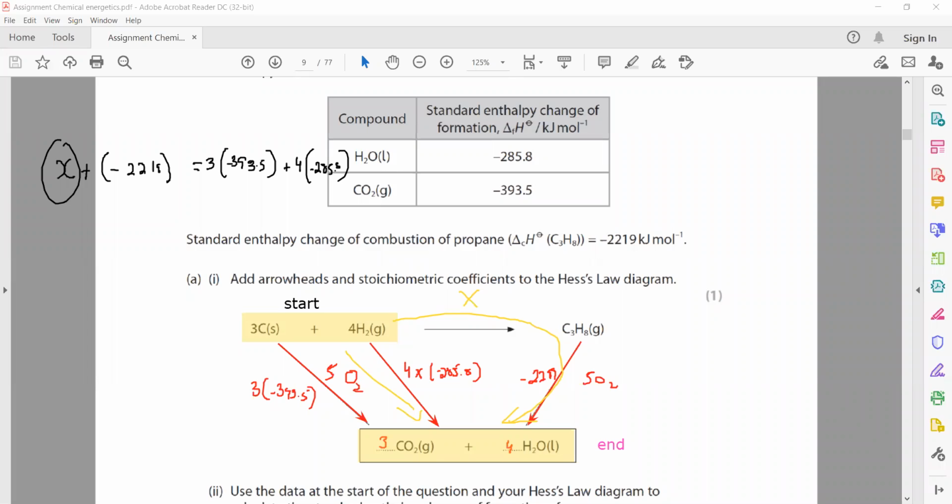So the 2219 will be positive on the other side. When we solve this, the value of X will come out as minus 104.7 kilojoule per mole.